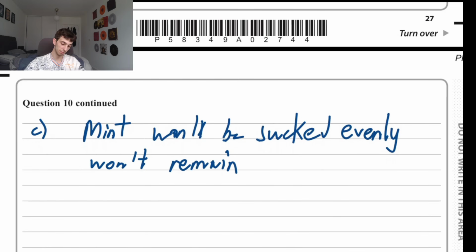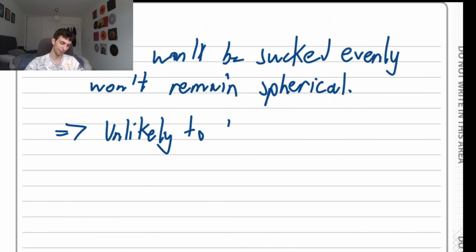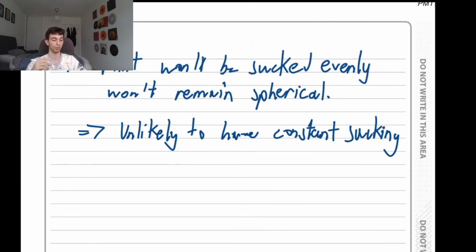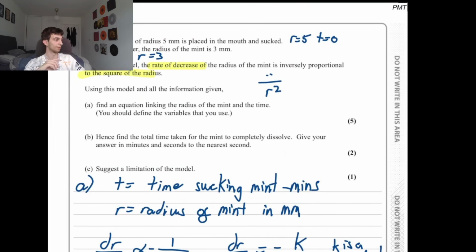You could also say, similar idea, the mint could break apart as you're sucking it. When you suck a mint, it normally breaks apart at some point. You could also say, another fun thing, unlikely to have constant sucking. Not sure if I should write that one down, but yeah, there's things you could say, but it's all about being logical. A great example would just be the mint won't be sucked evenly and won't remain spherical as you suck it and as you go on. So that is a limitation of the model. Yeah, definitely an interesting question. So on to number 11.